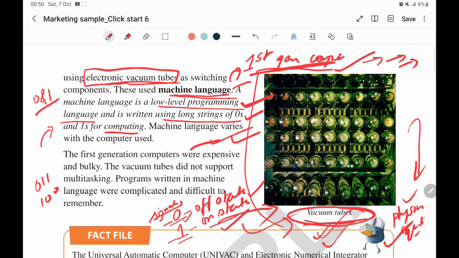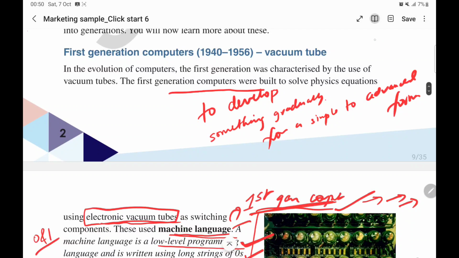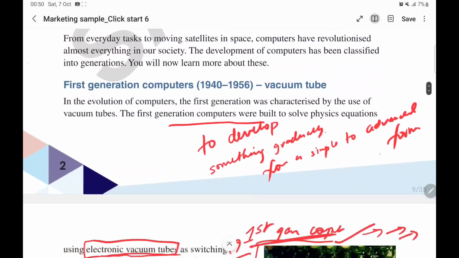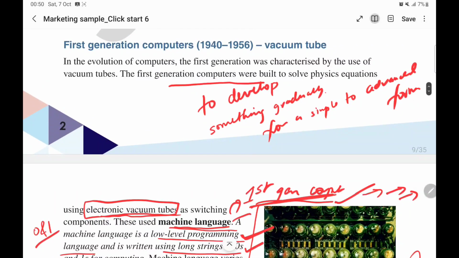So finally again we would be telling that vacuum tubes along with the machine language were used in the first generation computers, that is from 1940 to 1956, to solve physics equations. And the main thing which was used was the vacuum tube, for which our first generation computer is famous.